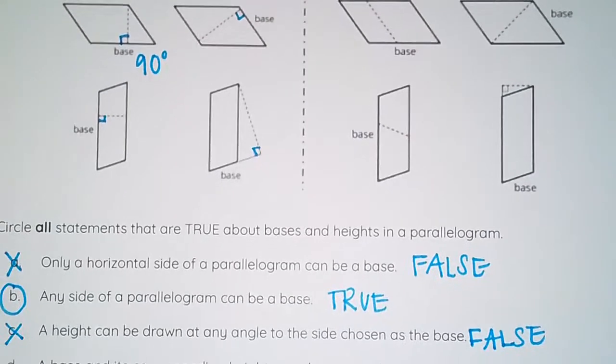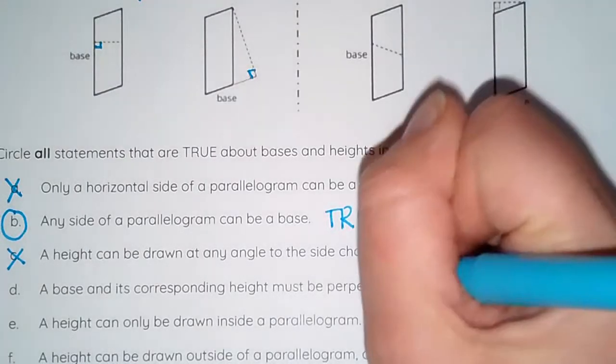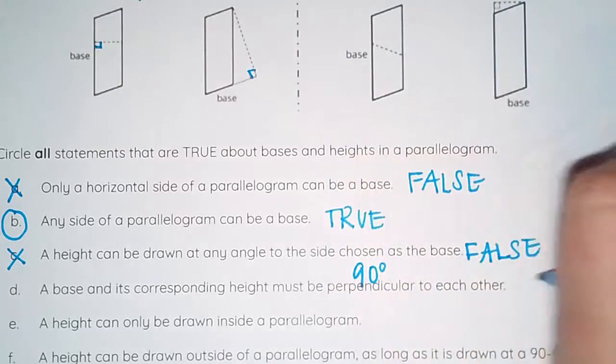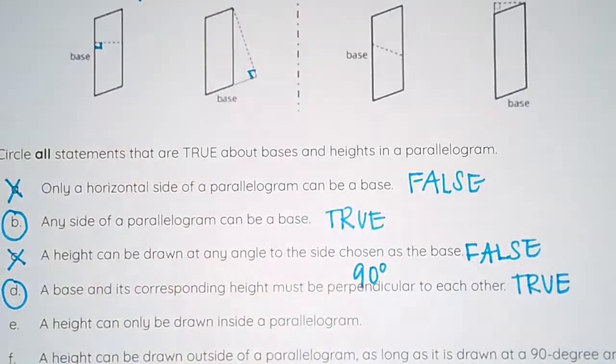Ooh, look at that. Our next one says a base and its corresponding height must be perpendicular. We know that perpendicular means a 90-degree angle. That is true. Yes, they must meet at a 90-degree angle.